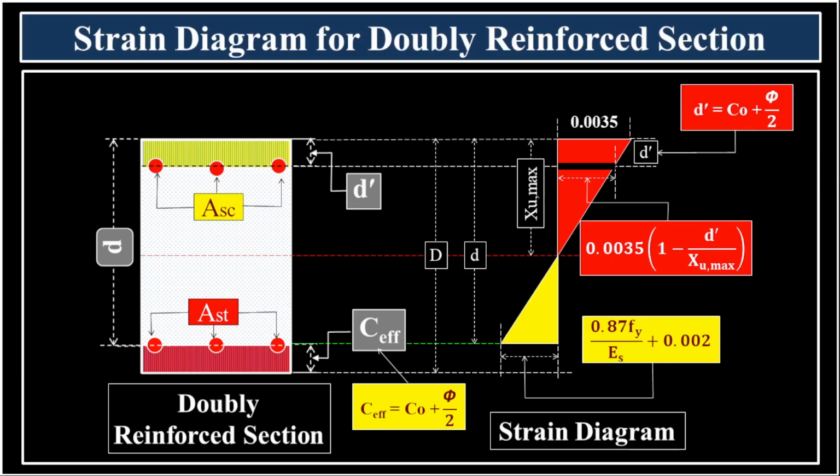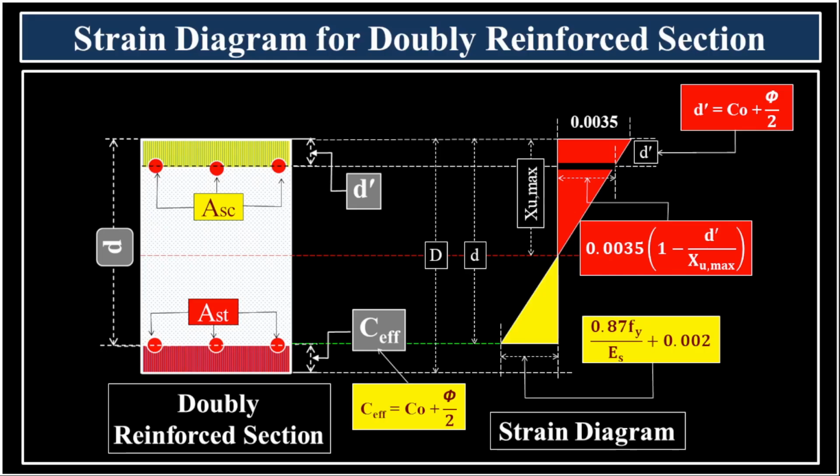We define D dot as the depth of the centroid of the compression reinforcement measured from the extreme compression fiber of the concrete member. As shown, D dot is equal to the clear cover plus half the diameter of the compression reinforcement. Similarly, we see the effective cover for the tension reinforcement, CEFF. The value of CEFF is equal to the clear cover plus half the diameter of the tension reinforcement.